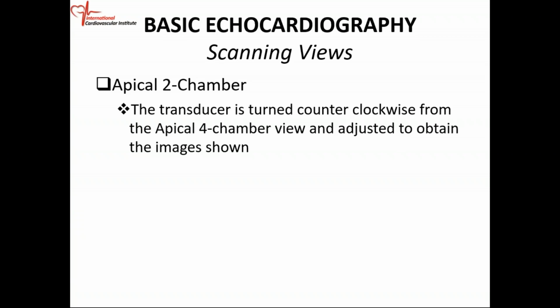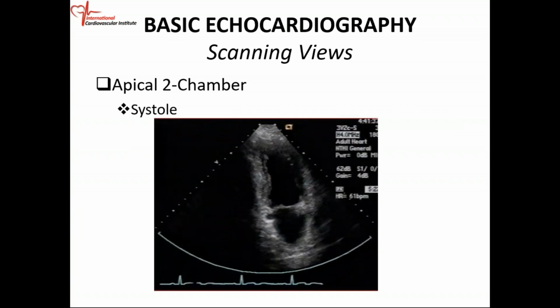To get your apical two-chamber view, from where you get your apical 4, you're going to turn the transducer counterclockwise, not clockwise, counterclockwise. Okay, so you need to know the direction that your clock moves in. This is counterclockwise. You move it just a little bit counterclockwise, and you're going to get your apical two-chamber view. You're going to get something looking like this.